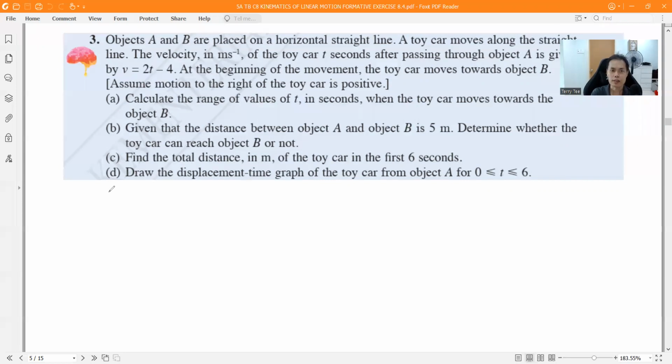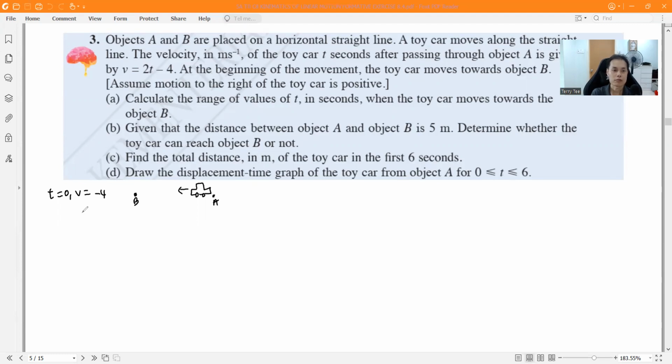Okay, so here's the thing. You need to understand that when they say at the beginning it moves towards B, that means when t is 0, your v is negative 4. So what does that tell us? That means the toy car is actually moving to the left. So this is your object B, this is your object A. The toy car is here. It is moving to the left from A to B.